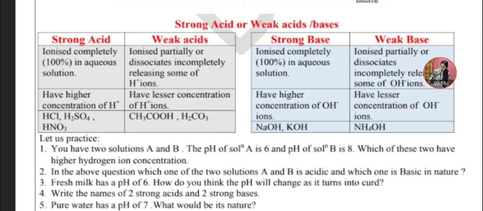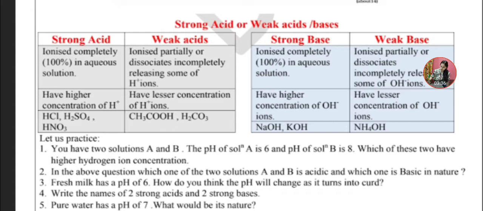Here is a table, students, which gives the difference between strong acid and weak acid, strong base and weak base. What is a strong acid? Which ionizes 100% in aqueous solution. It means those acids which, when mixed with water, get completely ionized and produce a large concentration of hydrogen ions. Weak acids dissociate partially and release less hydrogen ion concentration. Strong acids are like sulfuric acid, hydrochloric acid and nitric acid. Weak acids are like ethanoic acid and carbonic acid.